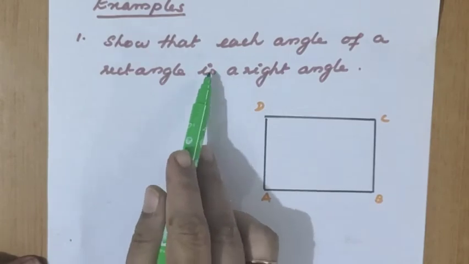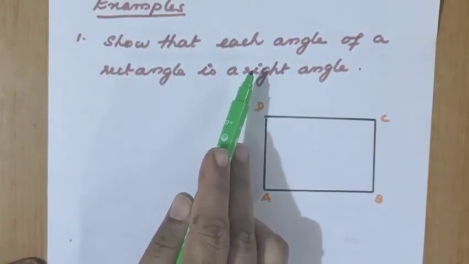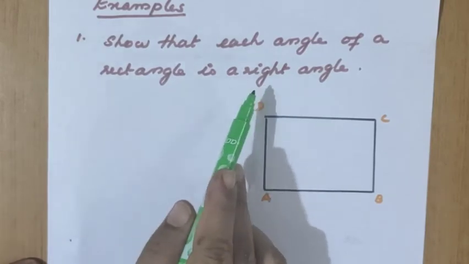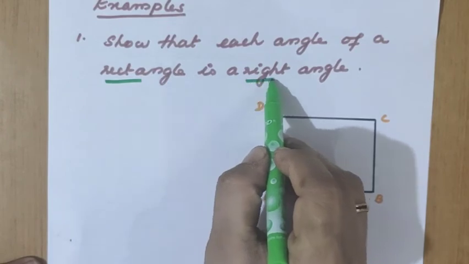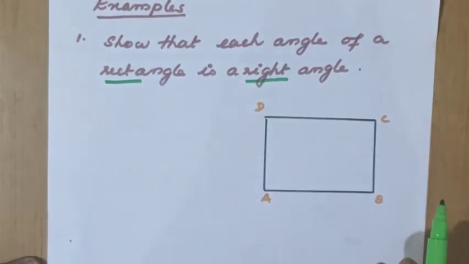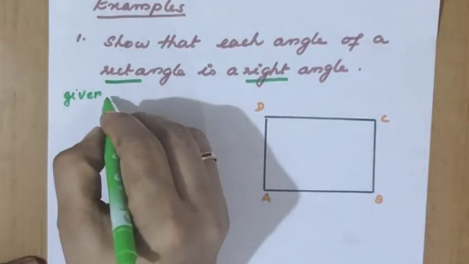The first example: show that each angle of a rectangle is a right angle. That means a rectangle is given, and we have to prove that all the angles equal 90 degrees. So given: ABCD is a rectangle.